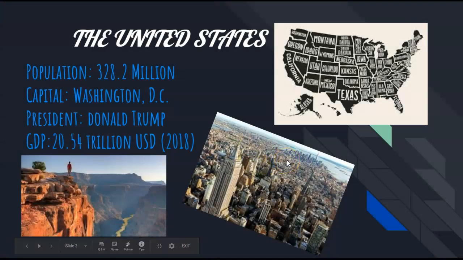The United States has a population of 328.2 million people, and the capital is Washington, D.C. The president is Donald Trump, and the GDP is 20.54 trillion US dollars. I thought it would be important to get general information about all of these countries before seeing how COVID has impacted their poverty or impacted their community.